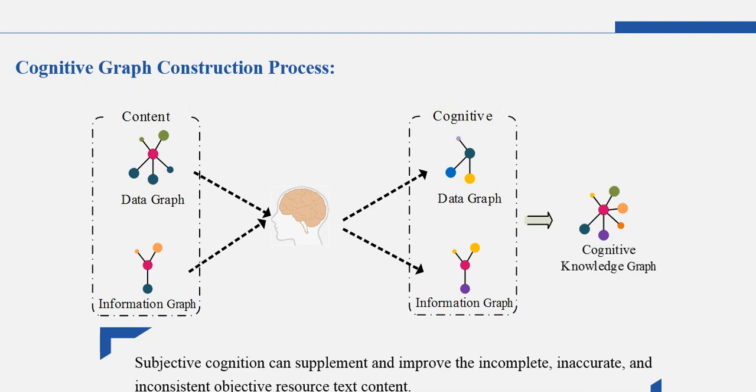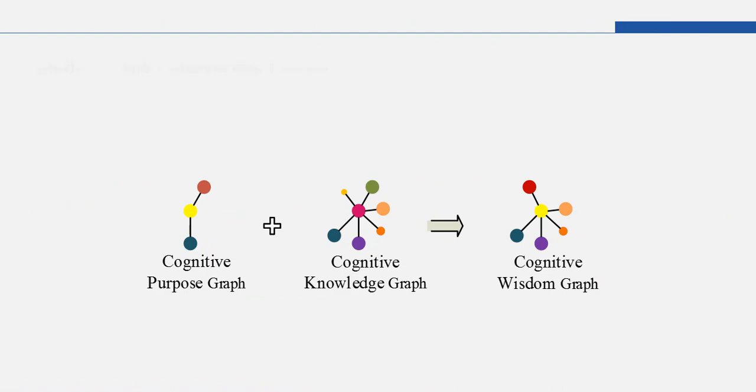A typical example is guessing riddles. Only by combining subjective cognition and objective resource content can the correct answer be obtained. Readers as different individuals can, with their subjective cognitive knowledge and subjective cognitive purpose, apply and practice knowledge and obtain a cognitive wisdom graph with subjective cognitive characteristics.